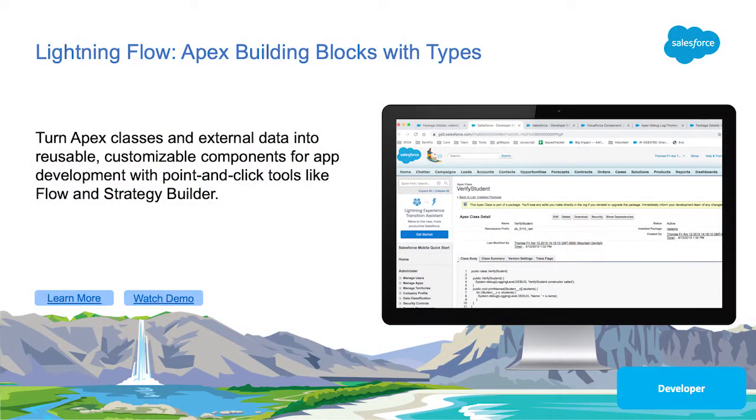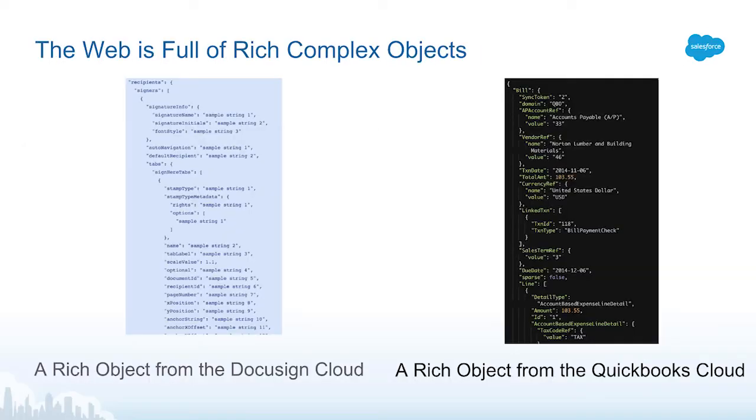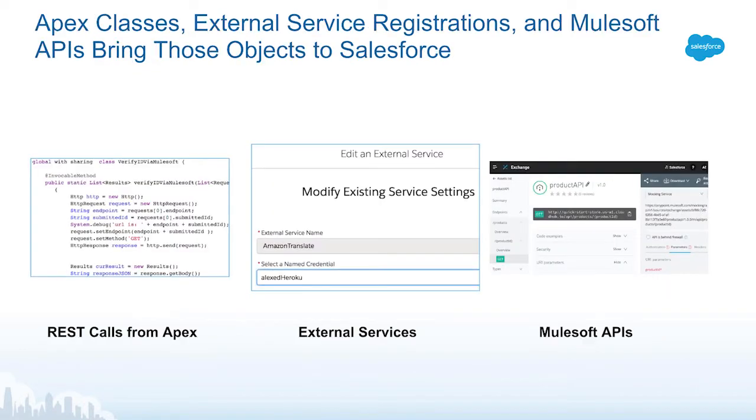In Summer '19, Lightning Flow gains the ability to work with web objects of the type that are commonly found in Internet APIs. You can turn Apex classes into building blocks that admins can use with simple point-and-click tools. Support any external data type or Apex type by turning your Apex classes into reusable, customizable components, and leverage rich data objects created in Apex and MuleSoft through point-and-click tools like Flow Builder, Strategy Builder, and other invocable actions.